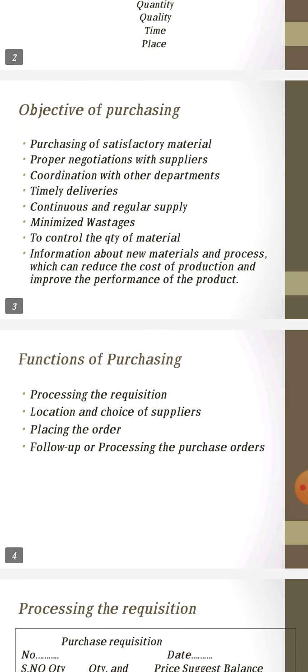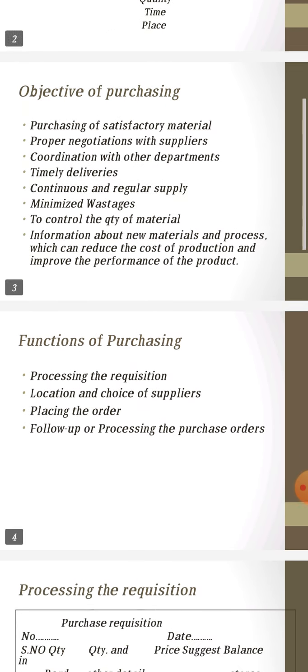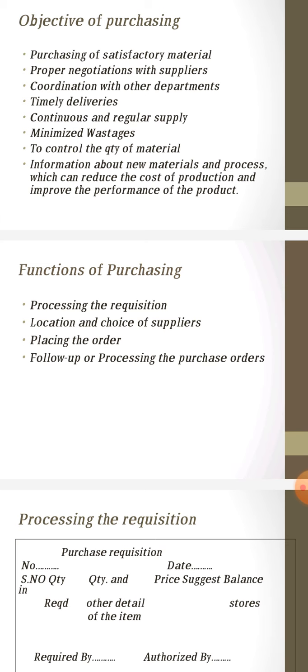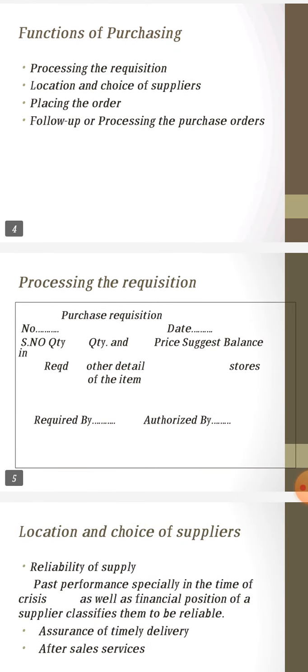Next, functions of purchasing. There are four functions involved in purchasing. First is processing the requisition. Second is location and choice of suppliers. Third, placing the order. Fourth, follow up or processing the purchase order. First is processing of requisition.